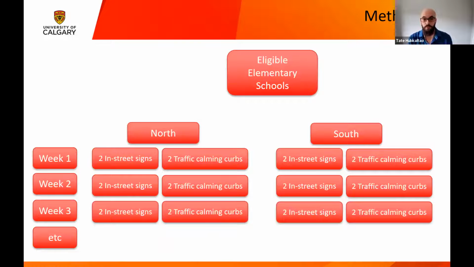So after selection, schools were ordered to receive their intervention during a specific week within the study period, while ensuring an equal number of schools in both the north and south sides of the city. And that was done for logistical purposes. Each week, 8 schools would receive an intervention. So 4 were to receive the traffic calming curbs and 4 would receive the in-street pedestrian signs. Interventions were installed at the intersection closest to the main entrance of the school that we selected.